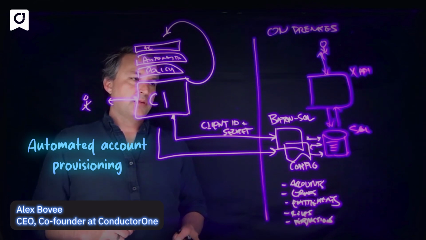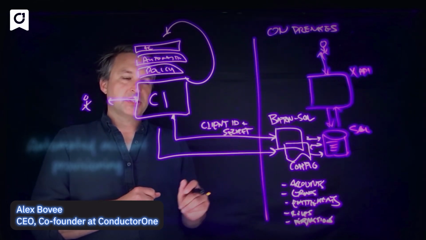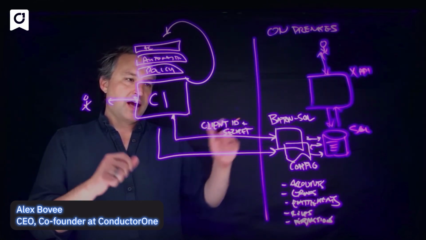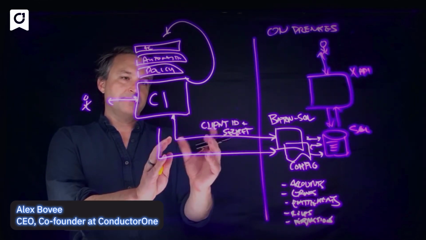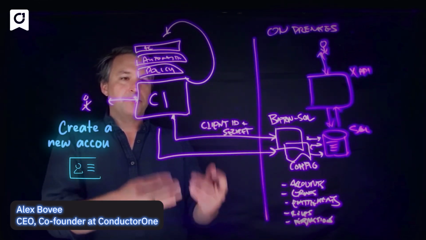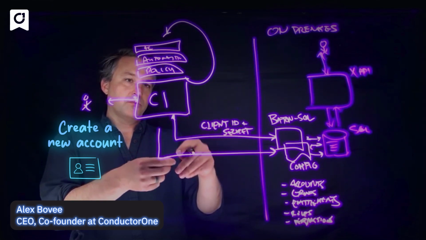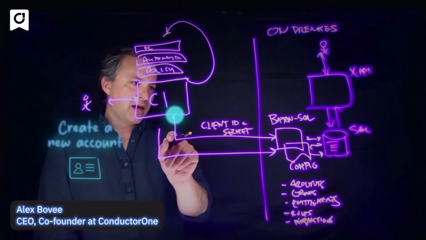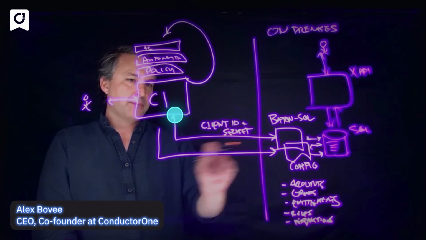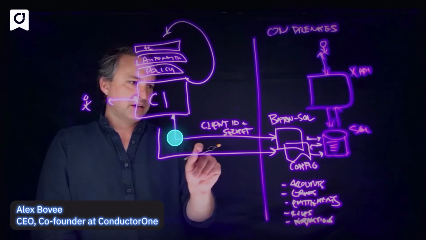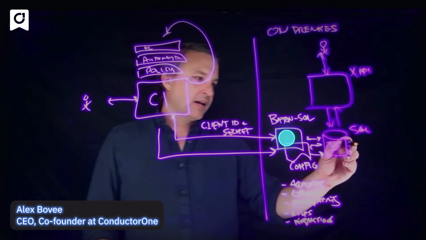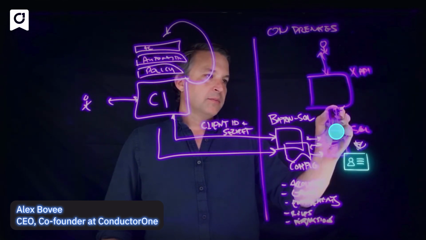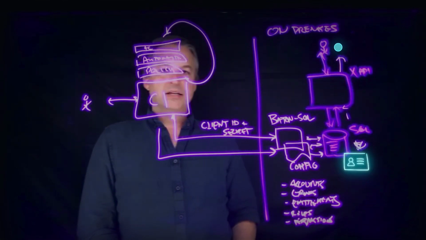So in the ConductorOne platform, we're going to have this application represented. We're going to have all the entitlements and resources and accounts within that application in the ConductorOne system. And let's say that you need to create a new account. We're going to find that, we're going to run that workflow. We're going to apply the dynamic mapping of whatever attributes you need on that account. We're going to push that down to the Baton SQL connector, and it's going to create that account here within the system and your users have been onboarded and entitled properly.